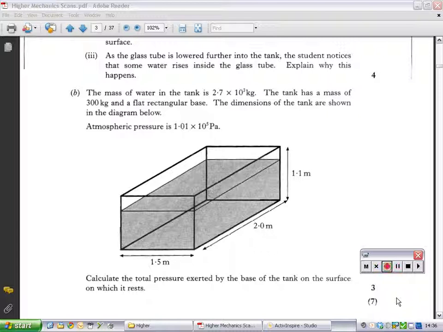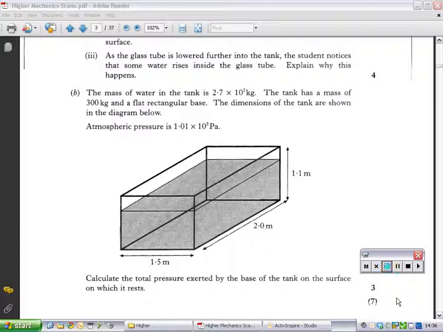To get pressure, we think about what information the question is giving us. It's given us the mass, which is one thing. It's given us the dimensions, this is another. From the dimensions we can get surface area. From the mass we can get the weight, and the weight is the force at which it's pushing down. So we know the force at which it's pushing down, we know the surface area. Pressure is force over area, so we can get the pressure by which the tank is pushing down on the worktop, on the surface, and then we can add on atmospheric pressure to that.